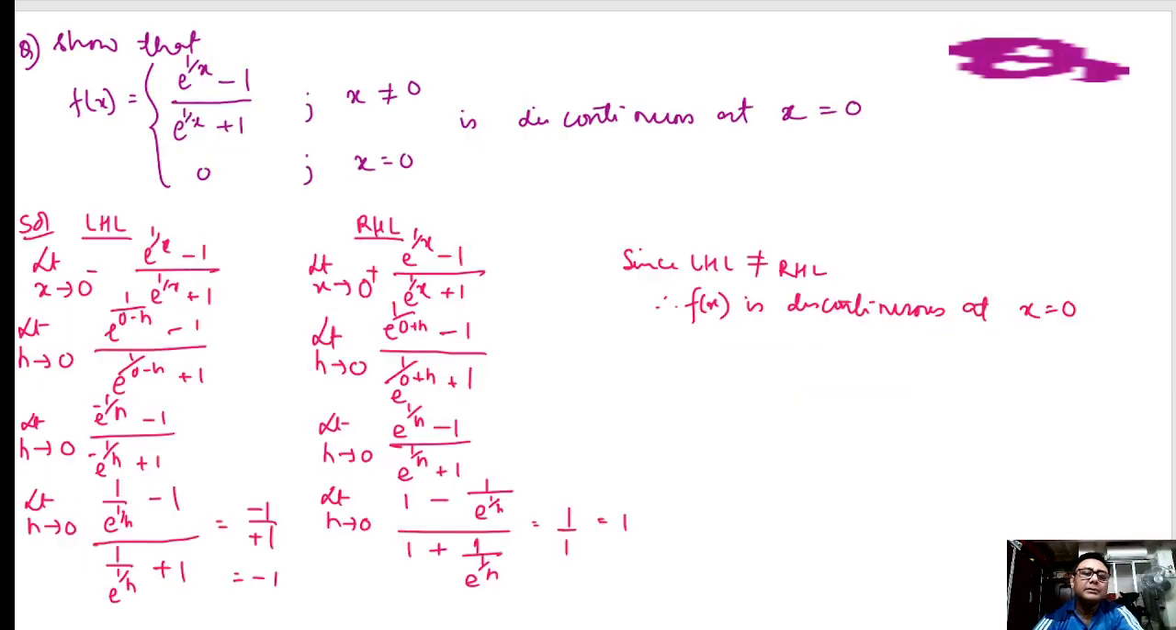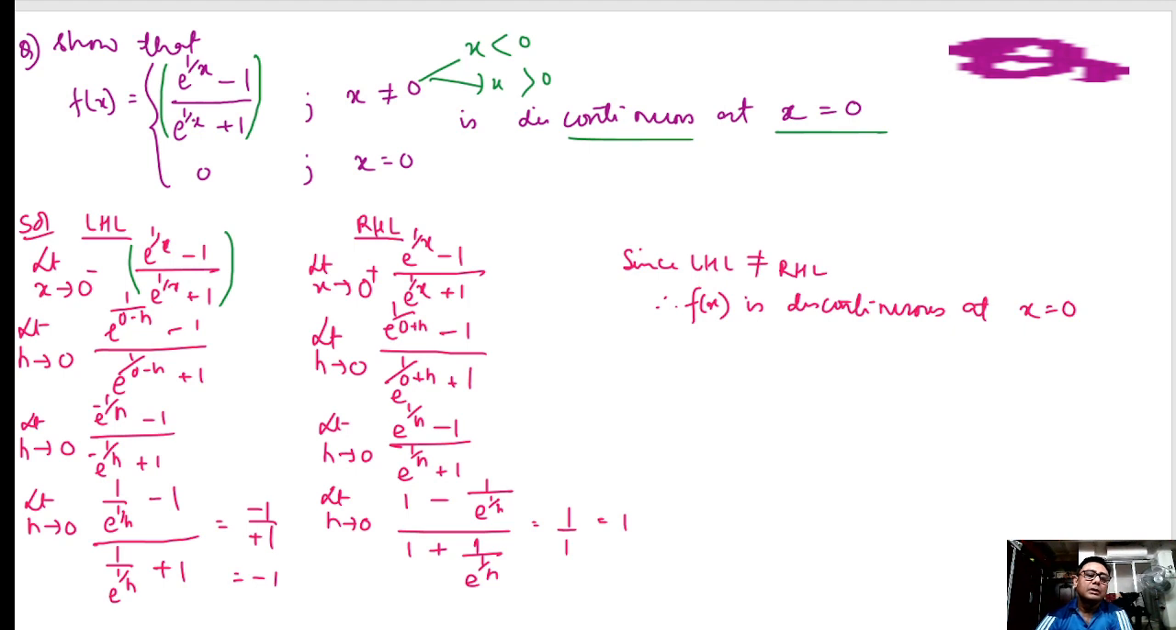So the next sum says this is our function: e to the power 1 by x minus 1 by e to the power 1 by x plus 1 when x is less than 0, or when x is greater than 0. And we have to test the continuity at x equal to 0. So let us take the left hand limit. For the left hand limit I will choose this function.